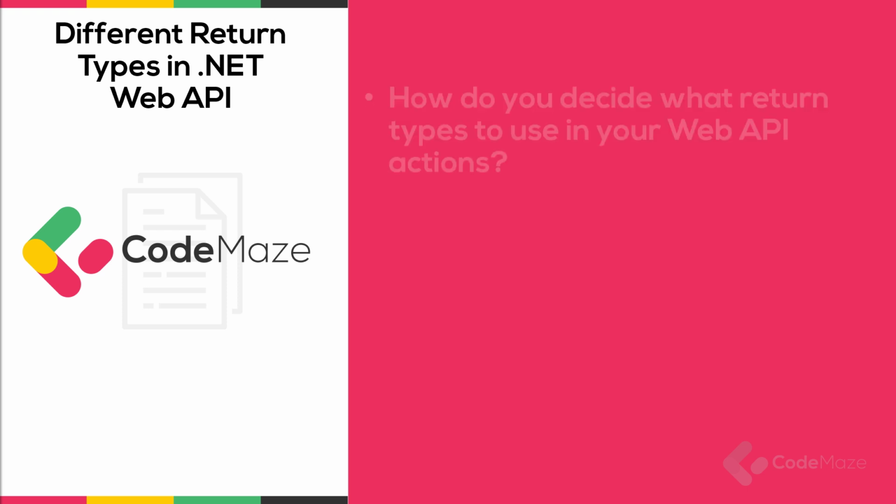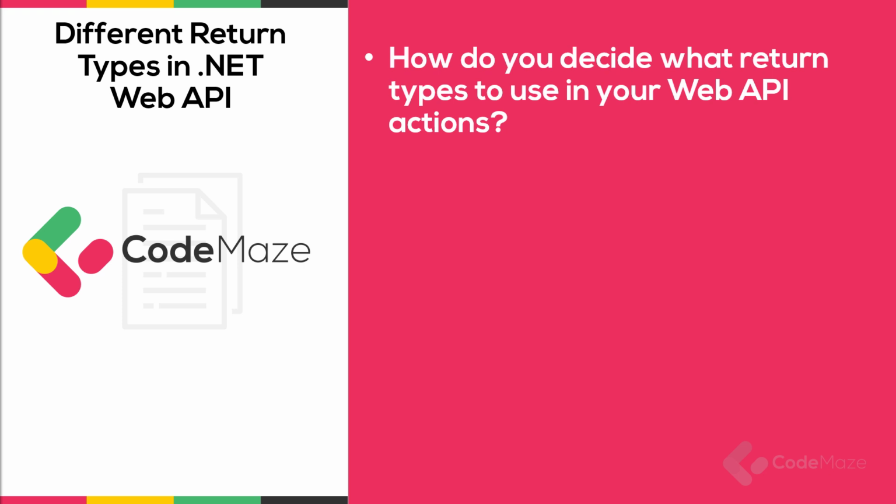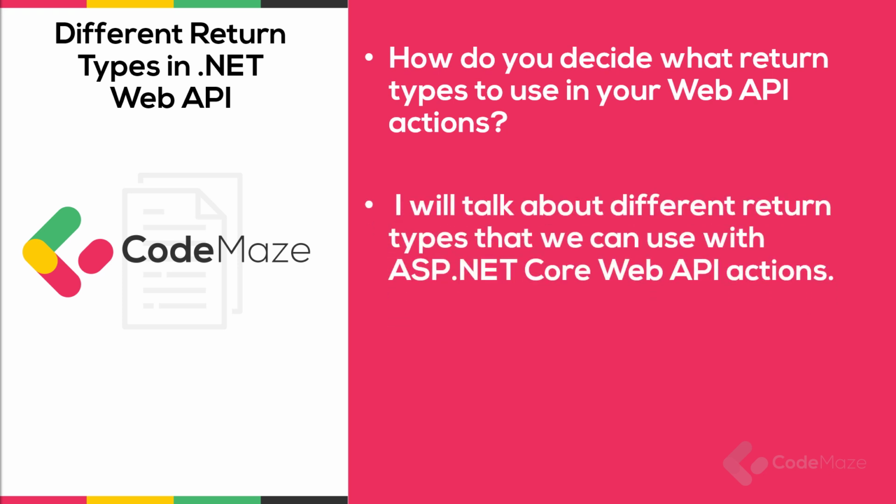Hi everyone. When you create your web API projects, how do you decide what return types to use in your actions? There are different return types that we can use inside the controller, and each has its specifications. Well, in this video, I will talk about different return types that we can use with ASP.NET Core Web API actions, and when should we use those different types.